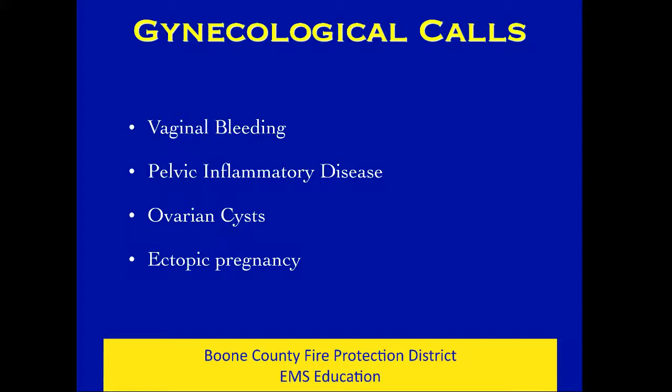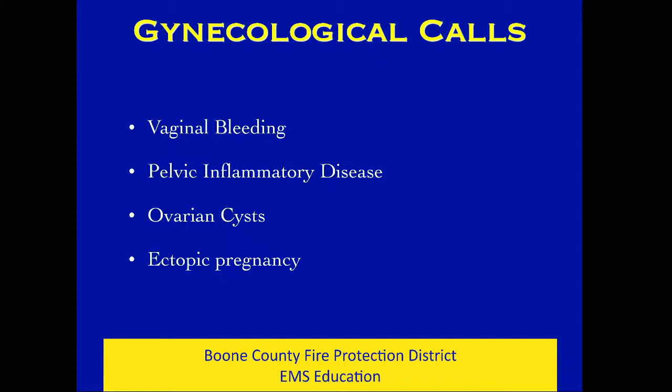From a gynecological call perspective, you can have vag bleeding. You can have PID, which is pelvic inflammatory disease, ovarian cysts, or an ectopic. And we'll talk about how to deal with vaginal bleeding. The PID patient presents in a great deal of discomfort. And in almost all these cases, there isn't anything from a BLS perspective that can be done. Very little from an ALS perspective. CVO, check for signs of shock, manage shock, which would be a hypovolemic shock.